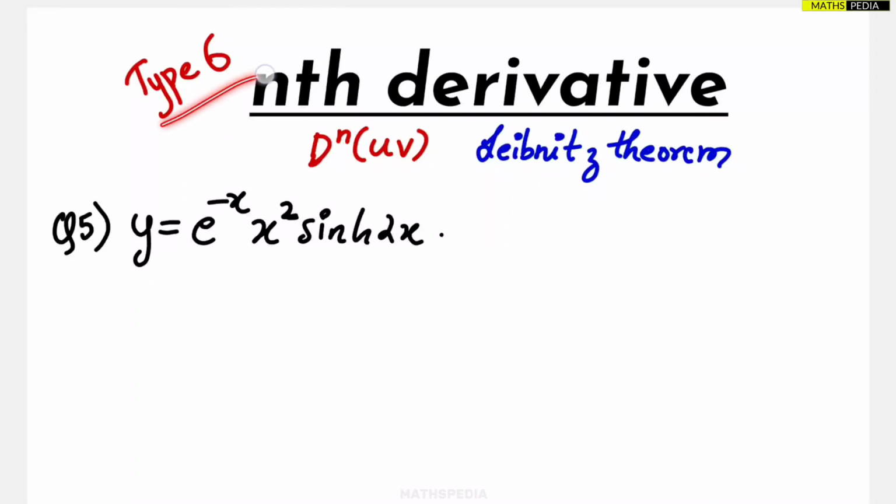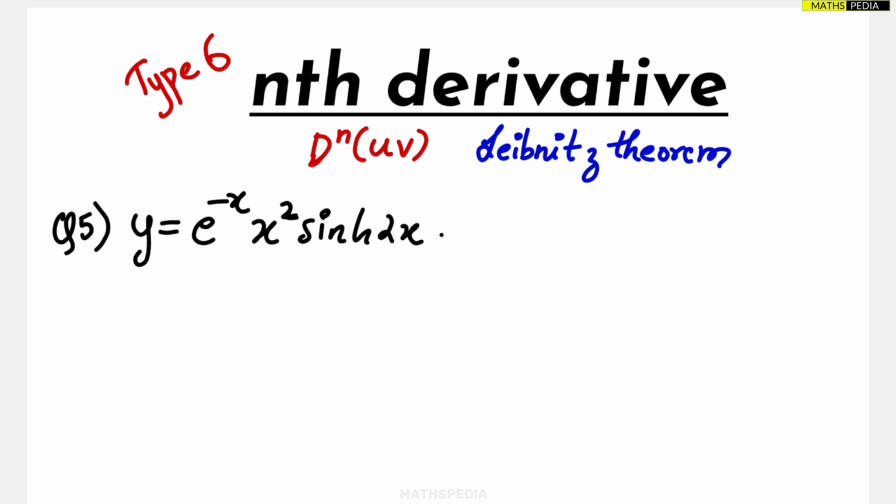So in this problem, we are taking type 6, the nth derivative Leibniz theorem we are going to apply for the successive differentiation. So here you can observe y value we got as e power minus x into x square sine hyperbolic function 2x. The thing is that x square you can take as u, there is no problem. What about v? e power minus x into sine hyperbolic function 2x. That is quite complicated, right?